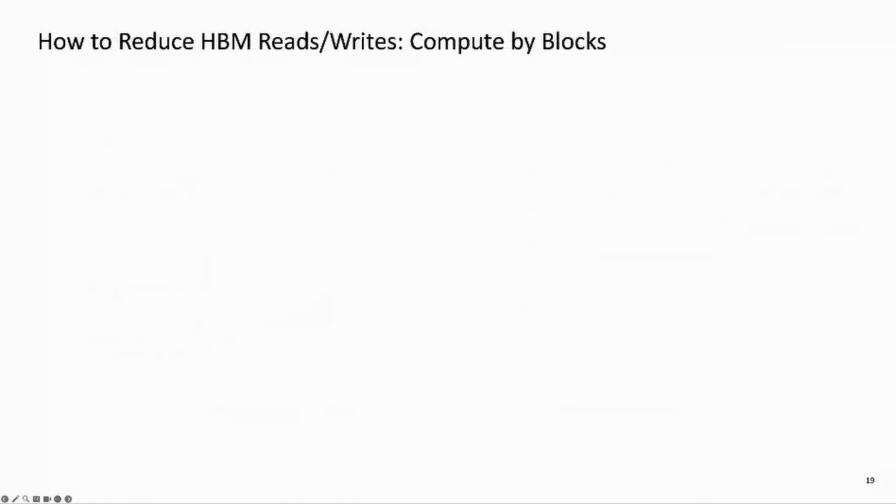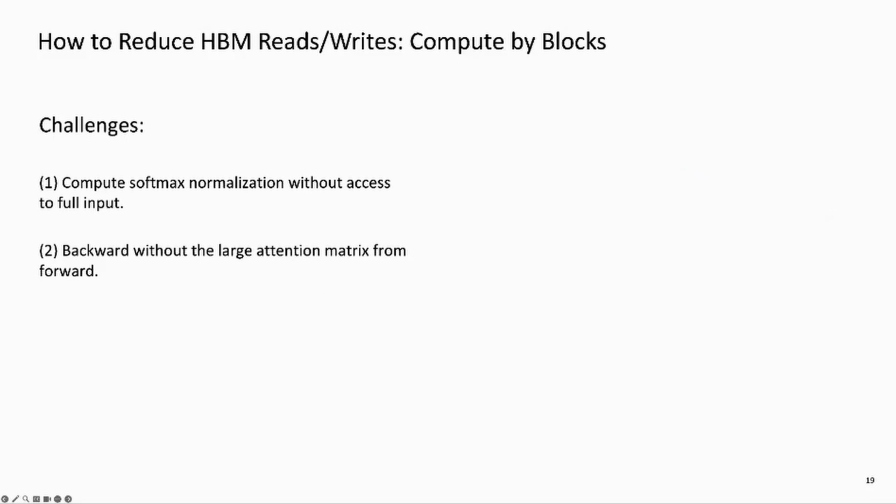And so one classical technique to reduce memory reads and writes is to compute by blocks, also known as tiling. There are several challenges with this when you apply it to attention. One challenge is that if you compute the softmax normalization naively, you would need the entire row of the input to compute softmax, so it makes it hard to compute things by block.